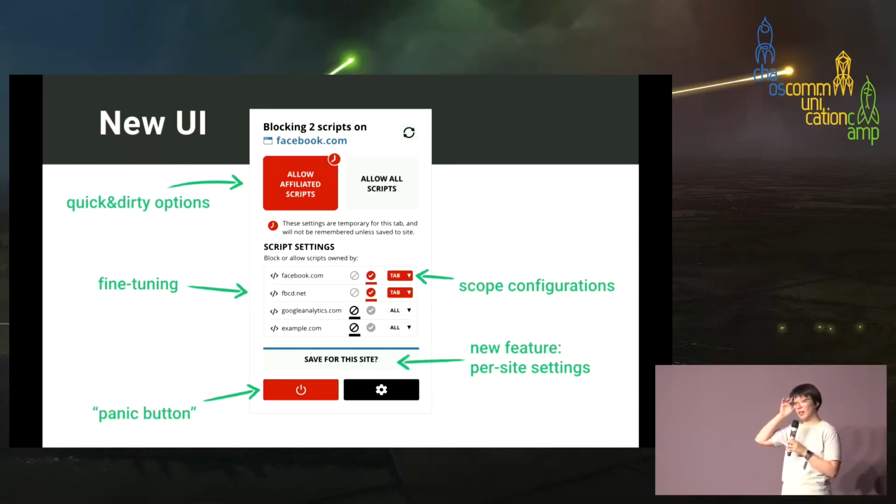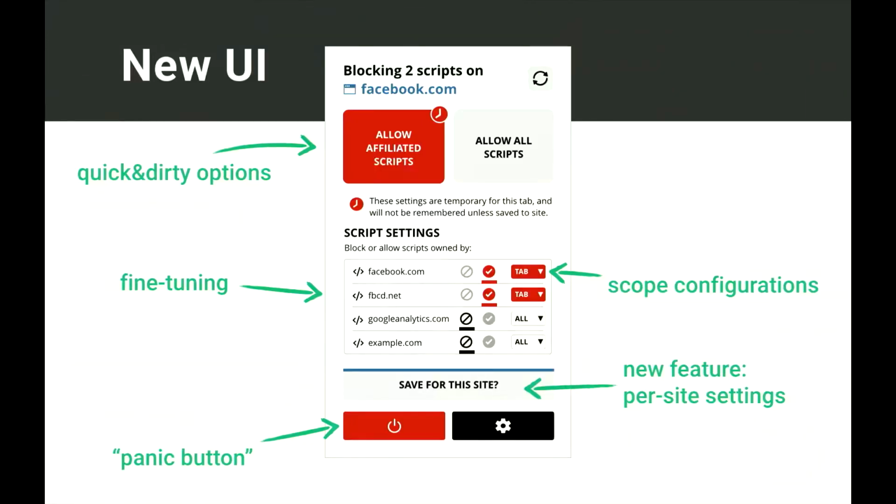There are script settings. You can still see all of the scripts that are loaded here. You can configure the scope. This is something we wanted to do and wanted to make more visible. We have a new feature for site settings. So that means you can save settings for a site that you're visiting. So the whole scenario we were talking about, Facebook, that's possible now. You can save specific settings for a site that you visit, especially those sites you visit frequently.